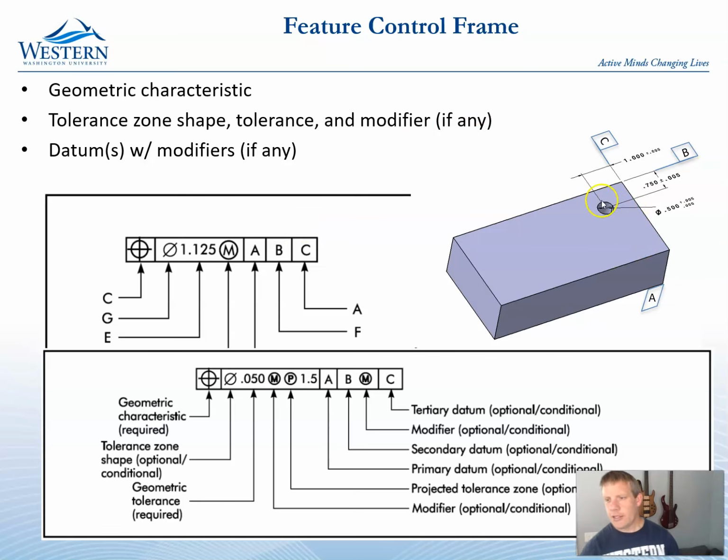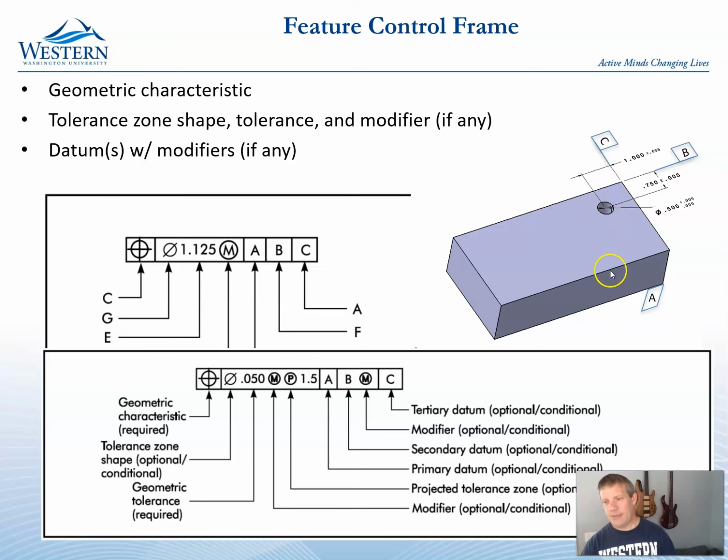Because when I look at this part over here, I have this block and I see that this edge over here is datum B and this edge over here is datum C. And I could easily think that the true position really is with reference to B and C, and that's going to call out the true position of this hole. But in fact, the most important datum, the one that is listed first, is datum A.